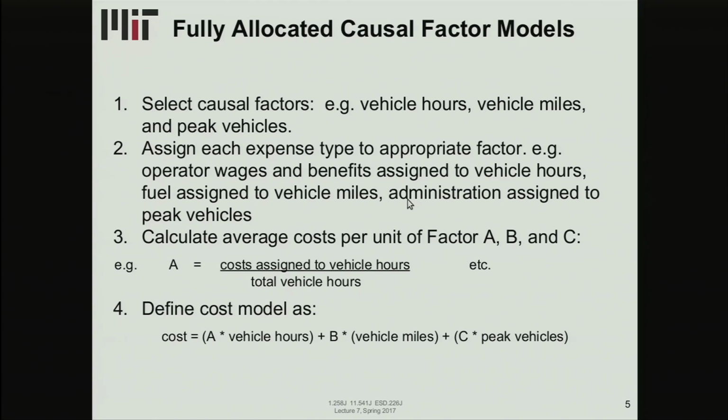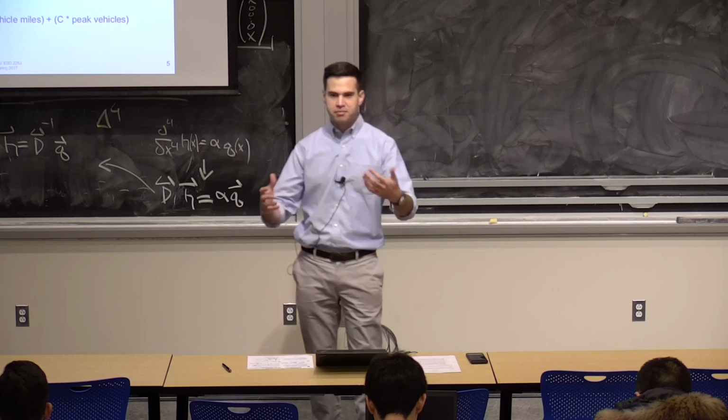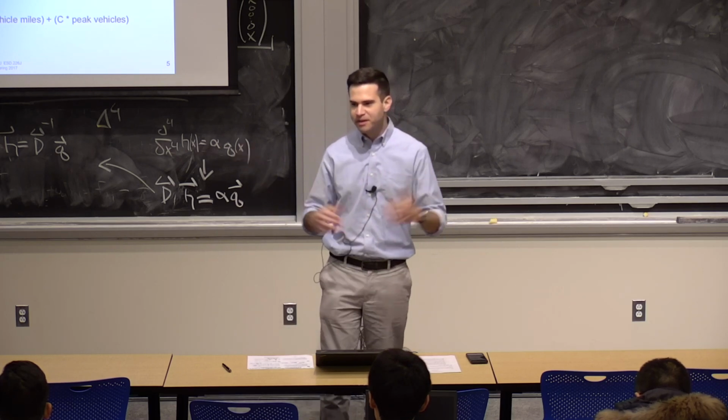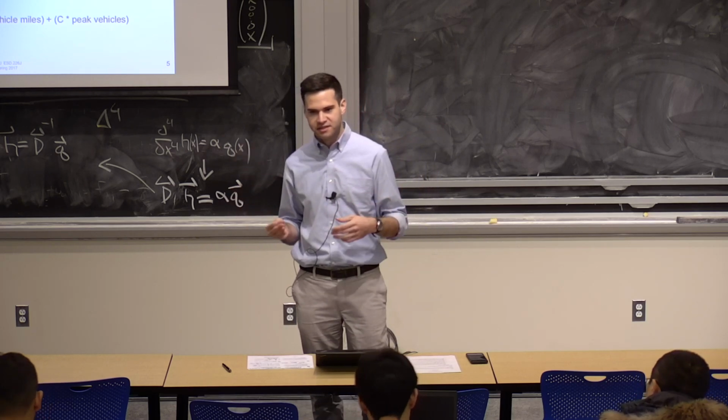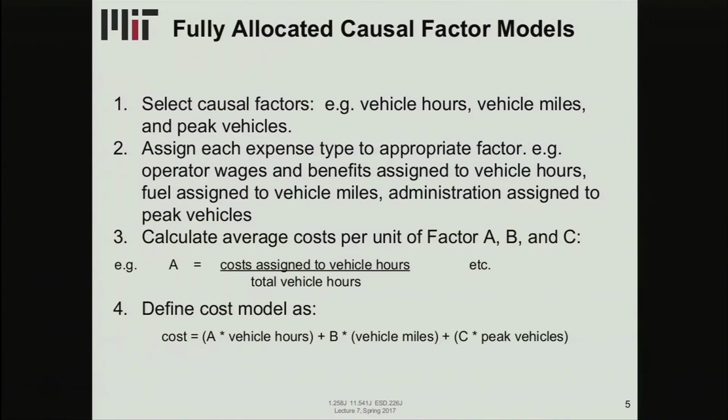Well, administration, you might want to assign it to peak vehicles, because peak vehicles is a proxy for how big this agency is, and the bigger the agency, the bigger the administration costs, right? So it's one way of assigning these things. So this is an example, right?